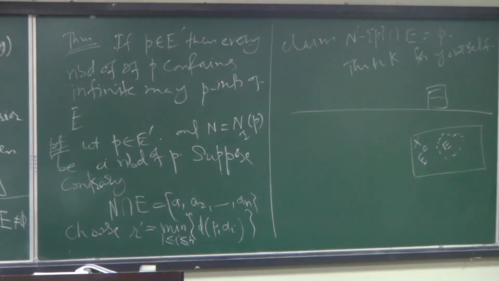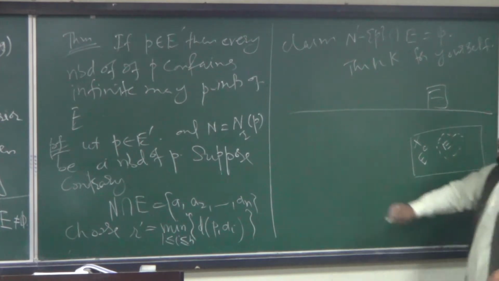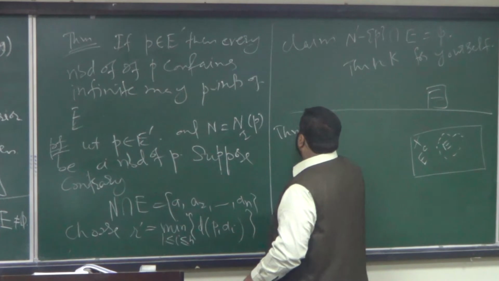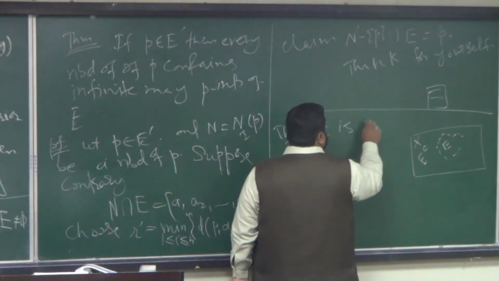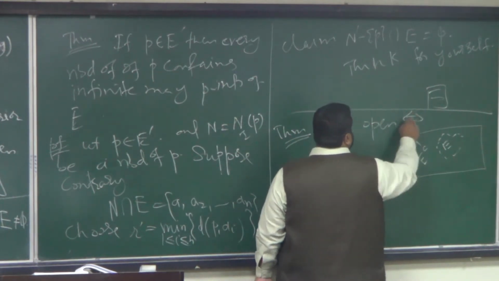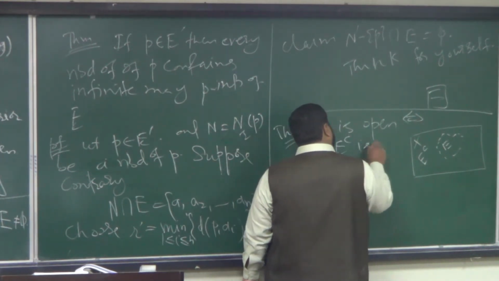And what do I want to prove? I want to prove that if E is open, then E complement is closed. And if E complement is closed, then E must be open. That's what I would like to show. I would like to show this pictorially first and then try to write the proof. So the next theorem is that E, which is a subset of X obviously, is open if and only if E complement is closed.